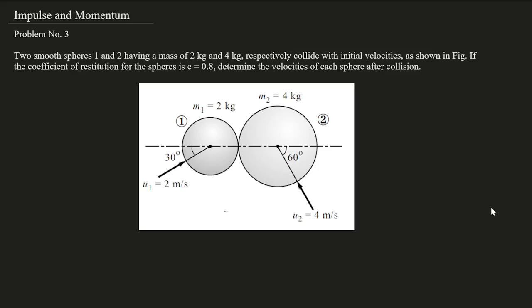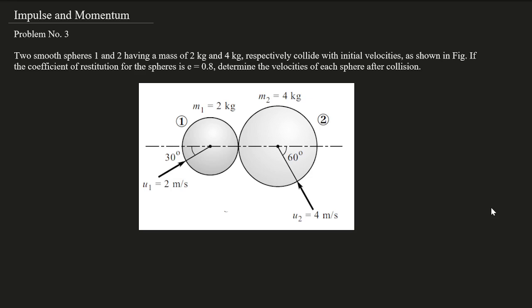In this video, we will see a problem on impulse and momentum. The problem states that two smooth spheres 1 and 2 having a mass of 2 kg and 4 kg respectively collide with initial velocities as shown in the figure. If the coefficient of restitution for the spheres is e equal to 0.8, determine the velocities of each sphere after collision. This problem is similar to the previous problem, but here the initial velocities are having some inclination with the line of impact.